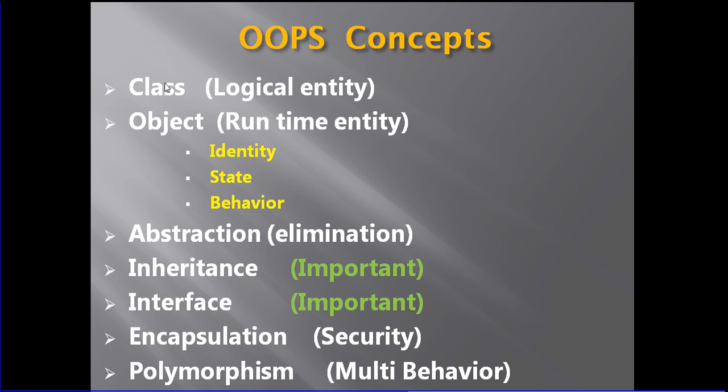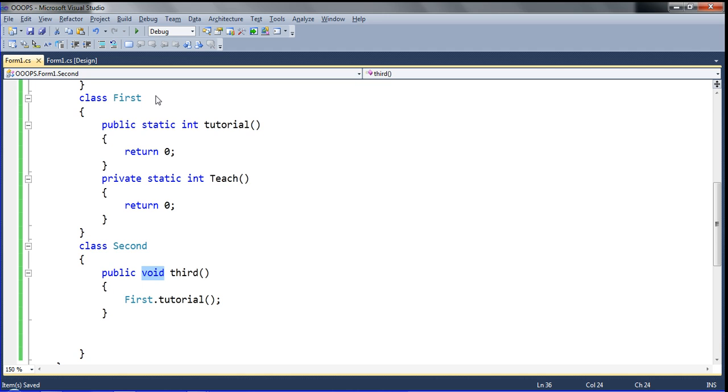Now I have told about class, object, abstraction, inheritance, interface, encapsulation, polymorphism. I will tell about these concepts step by step in the next videos, but in this video I will tell about class. What is a class? Now I am starting class. I already have a first class, and this is the second class. The first class contains two functions, and the second class contains one function. I told about this concept in the part 2 video, the earlier video.